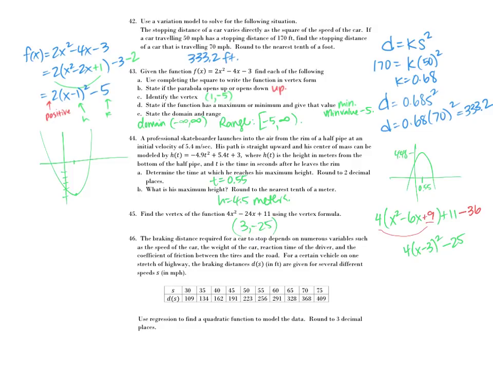The braking distance required for a car to stop depends on numerous variables, such as the speed of the car and so on. Use regression to find a quadratic function to model the data.